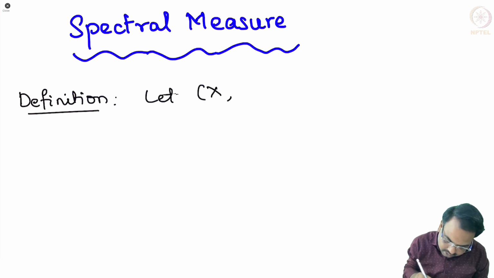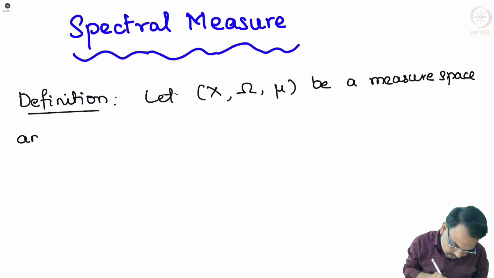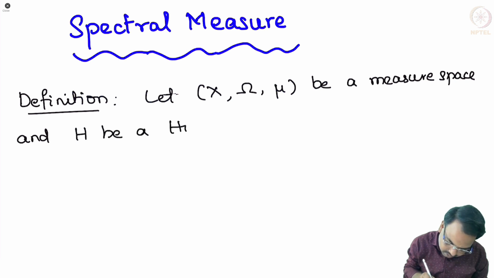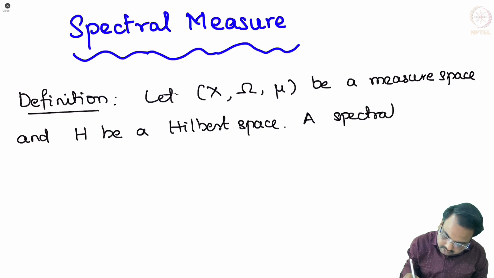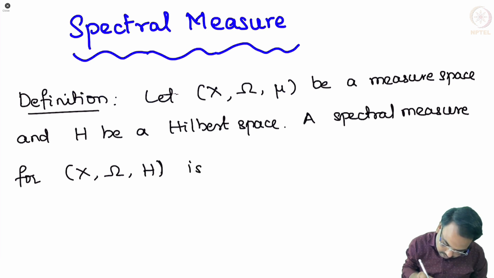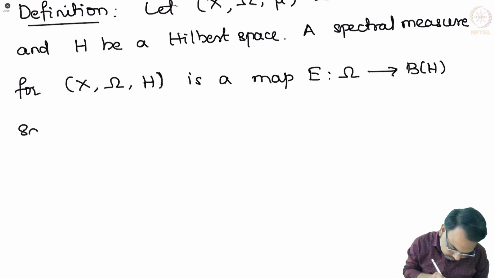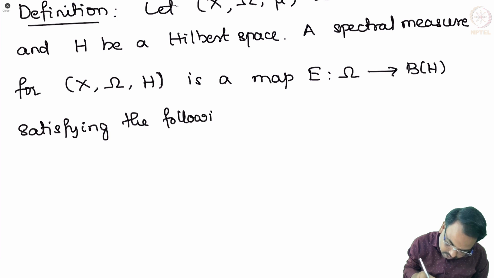Let (X, Ω, μ) be a measure space and H be a Hilbert space. A spectral measure for the triple X, Ω and H is a map E from Ω into B(H), which satisfies the following conditions.